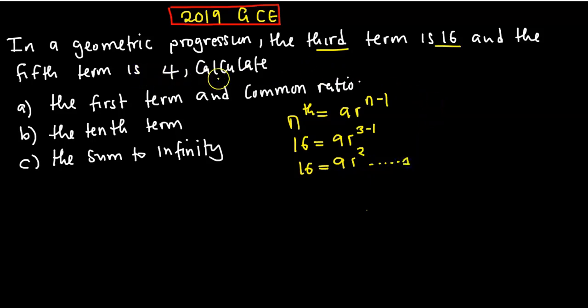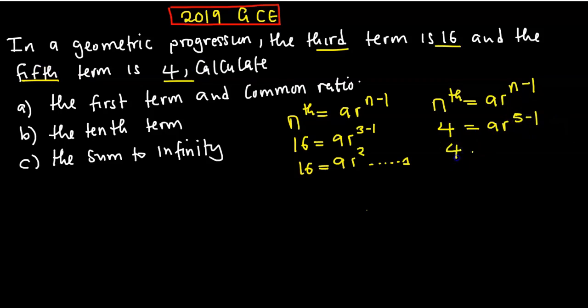Then again we go to the second part. The fifth term is equal to 4. So for the fifth term, nth term is equal to a r to the power n minus 1. Now the fifth term is equal to 4. So 4 is equal to a r to the power, n is the position 5, so 5 minus 1, to the power 4. So you have the two equations. Then you are going to solve them simultaneously.